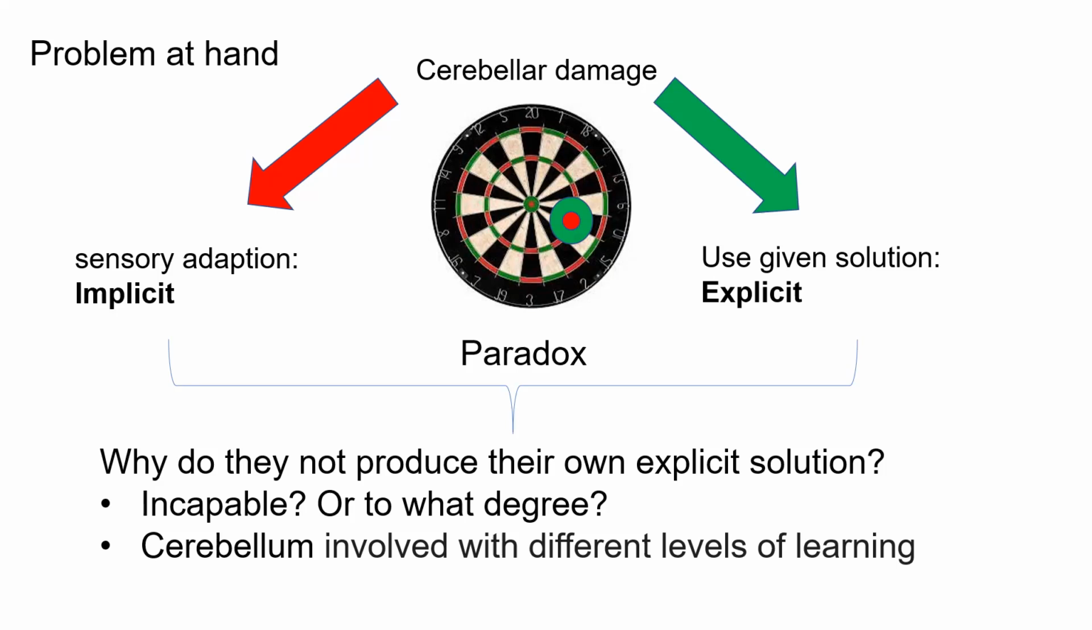So this leads to the question, if people with damage to the cerebellum can implement an explicit strategy, why do we not see these people creating the solution on their own? In the middle of the screen, you will see a dartboard, and to illustrate this concept, let's say you introduce a perturbation to the system such that in order to actually hit the bullseye, you have to hit the offset bullseye to the right.